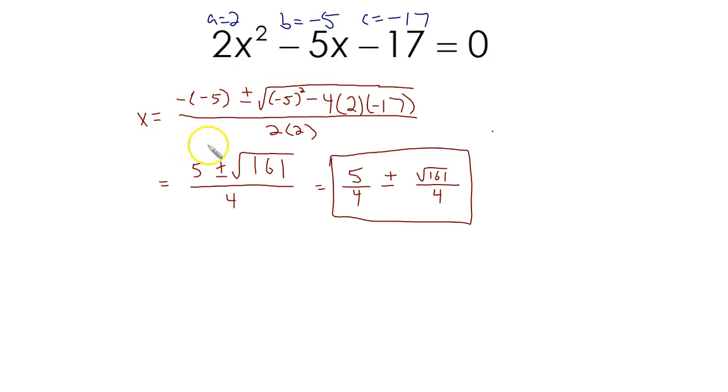Simplify the top left, 5. Simplify the discriminant, 161, and the denominator, 2 times 2 is 4. When I split this fraction up, I could not reduce 161. I didn't have any factors that were perfect squares that I could reduce it. And 5 over 4 does not reduce, so I was stuck with this answer.